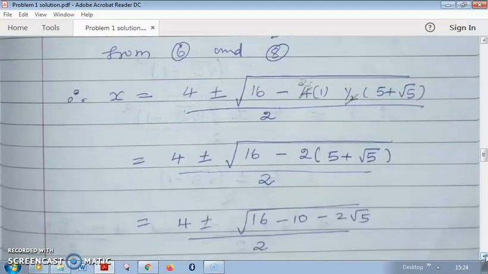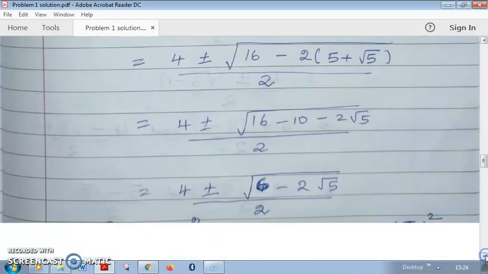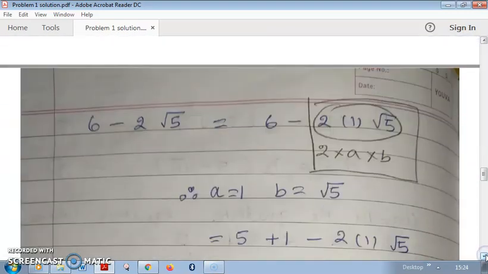Just do simplification, right? So after simplifying, what you will get? So ultimately this is simplified to 4 plus or minus square root of 6 minus 2 root 5 by 2. Now what is inside the bracket? 6 minus 2 root 5. That you will simplify. What is 6 minus 2 root 5? That can be written as 6 minus 2 into 1 into root 5. This is something similar to 2 into a into b. So this is something similar to a square minus 2ab plus b square.